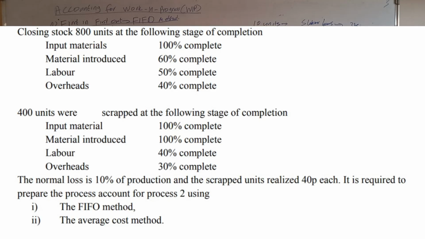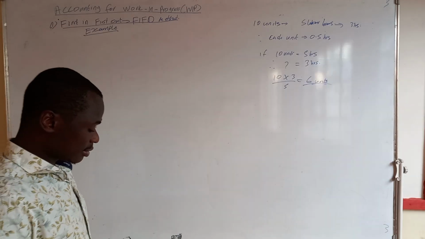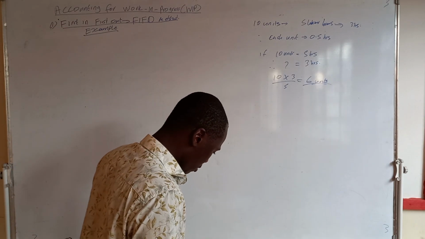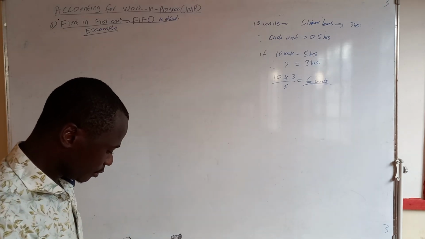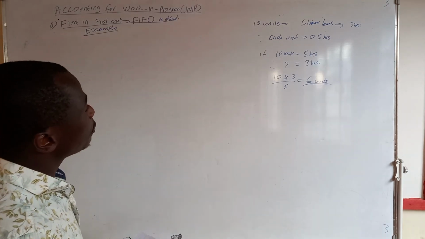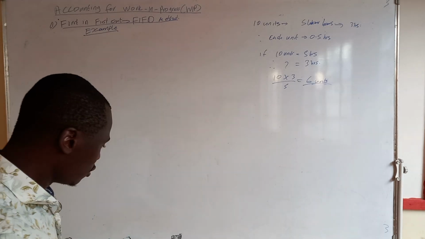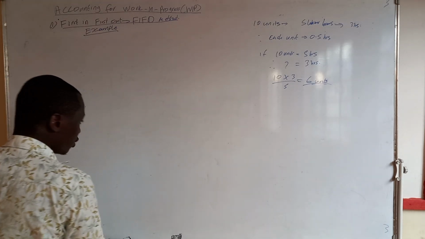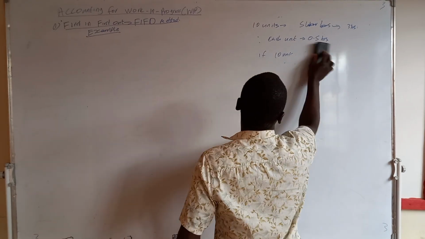It is required to prepare the process account for process 2 using the FIFO method. So we are being required to use the FIFO method, and number 2, the average cost method. Today we are going to use the FIFO method, and next class we are going to use the average cost method. Let us continue. Now, we want to be able to understand something before we start our calculation.